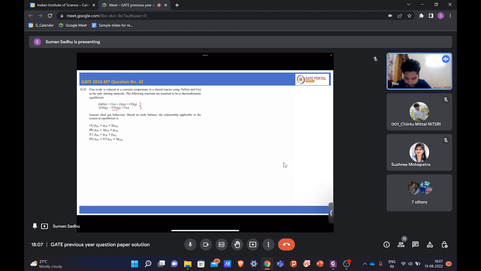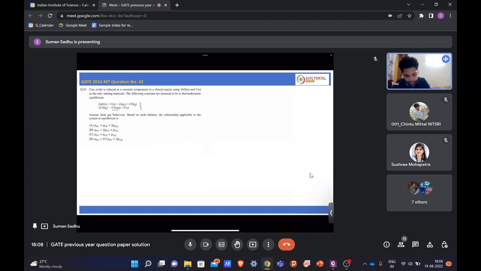Based on the mole balance, the relationship applicable to the system at equilibrium is: option A, Pzn equals Pco plus 2Pco2. Option B, Pzn equals 2Pco plus Pco2. Option C, Pzn equals Pco plus Pco2. And option D, Pzn equals 0.5 Pco plus 2Pco2. My screen is visible to all of you, right? So now let's solve this question.